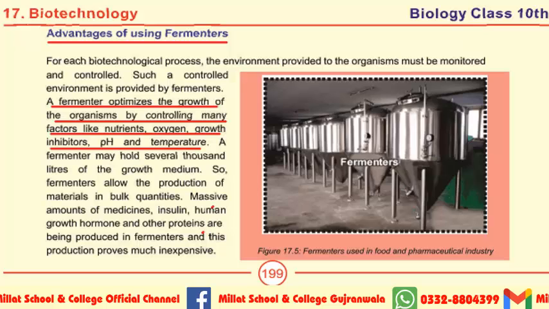So the MCQs include, a controlled environment is provided by fermenters. A fermenter may hold several thousand liters of growth medium. Using the fermenters proves much inexpensive is the last MCQ on this page.